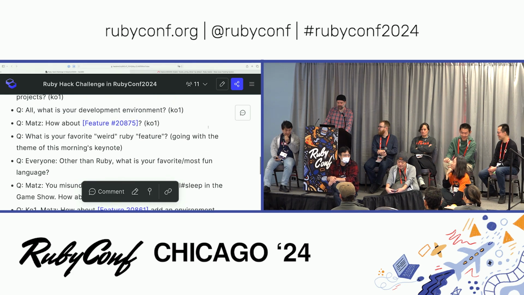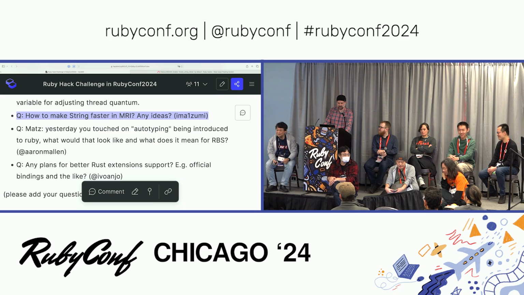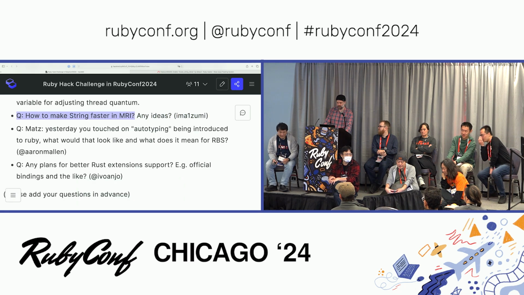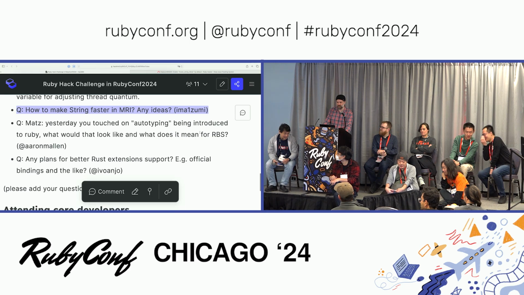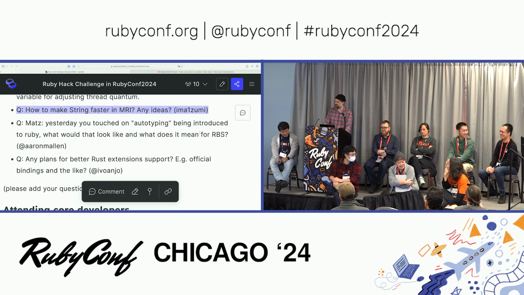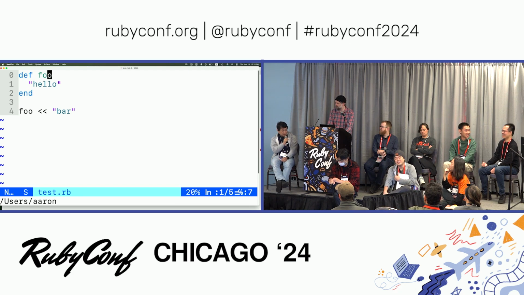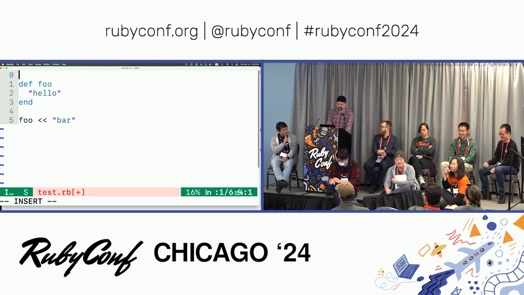What questions should we do here? I feel like we should take some from the audience. Should we do this one? Izumi-san? Let's do this one. How do we make strings faster in MRI? Any ideas? The one idea is that for very big and long strings, we can use the data structure named rope, but I have no other idea yet.